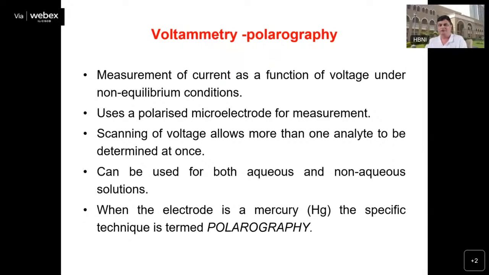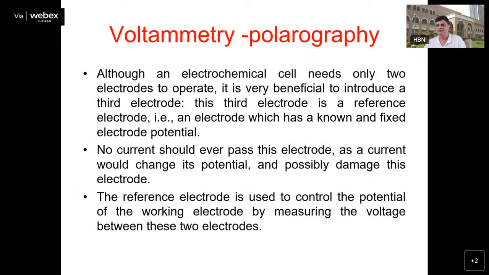Coming to voltammetry and polarography, which we are going to discuss in some detail. It is the measurement of current as a function of voltage under non-equilibrium conditions, using a polarized microelectrode. Scanning of voltage allows more than one analyte to be determined at once, and it can be used for both aqueous and non-aqueous solutions. Generally, when the electrode is mercury, it is termed polarography, but we will see it in detail also.